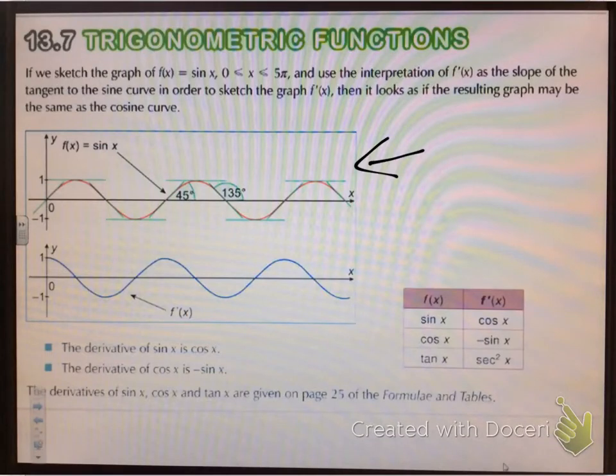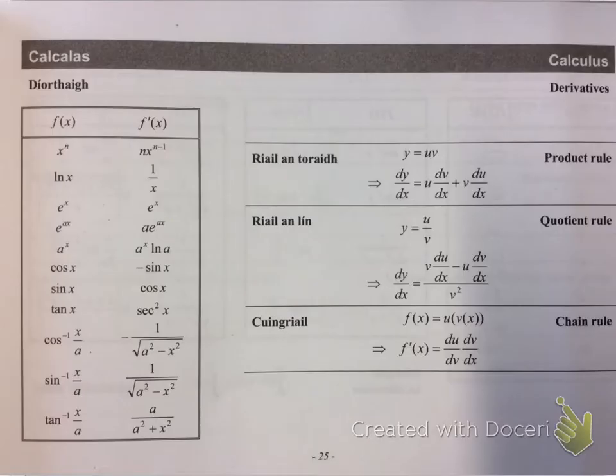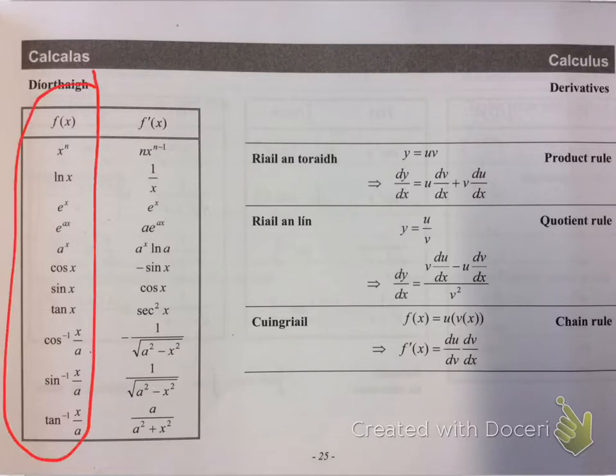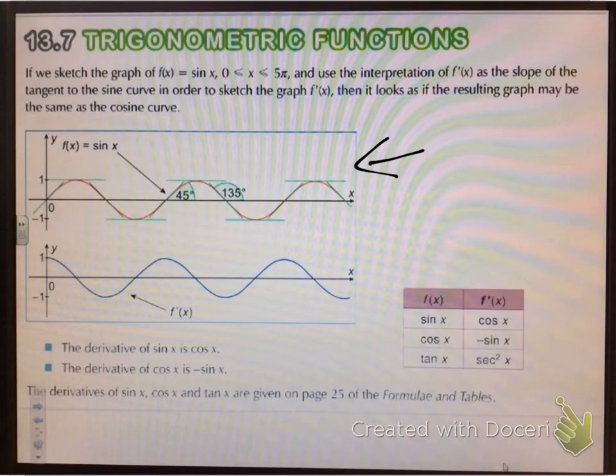We're now differentiating trigonometric functions. If you look at page 25 of the log tables, you will see this page. All of these functions here are derived, and you get back your f dash x. We're focusing on the trig functions at the moment. The derivative of cos x is minus sine x, the derivative of sine x is cos x, and the derivative of tan x is sec squared x.